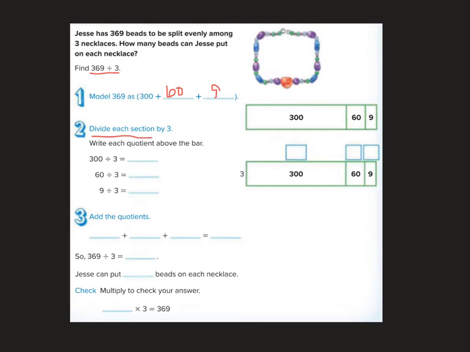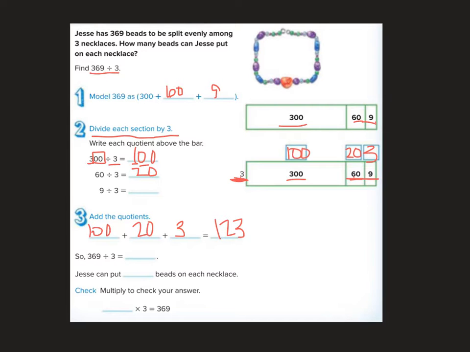Then we're going to divide each section by 3. So 300 divided by 3 is 100. Right, because I could just do 3 divided by 3 is 1, I have 2 zeros. Then I'm going to do 60 divided by 3. 6 divided by 3 is 2, add my 0, so I got 20 here. And then 9 divided by 3 is 3. So I have 100 plus 20 plus 3, or 123.